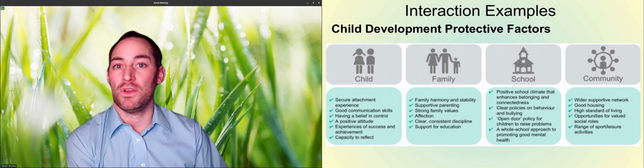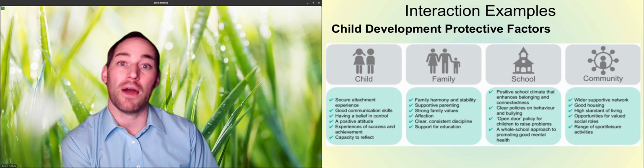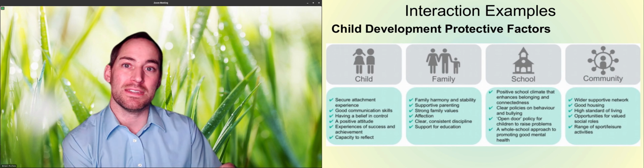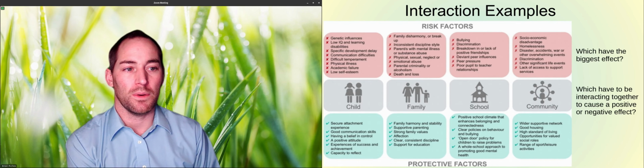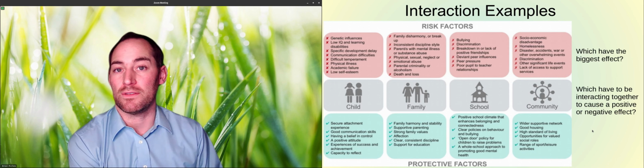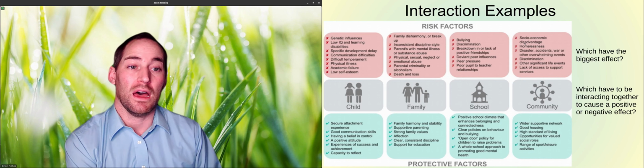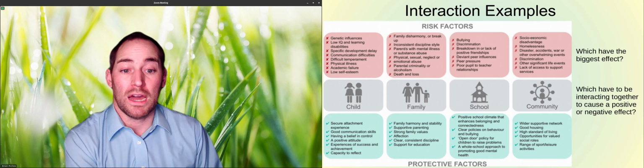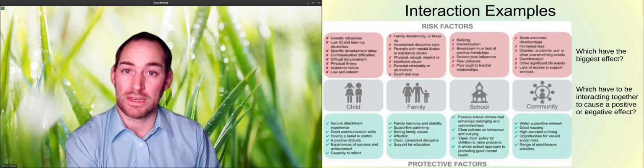Human life, human development, human experience is pretty complicated. So learning about how things interact, how A plus B plus C equals J, is very important. Which of these have the biggest effect, do you think? Which of these interacting together can cause a positive or a negative effect? That's what interaction is all about: really measuring and figuring out, let's say someone has a socioeconomic disadvantage, what kind of protective factors specifically work the best to overcome that disadvantage?